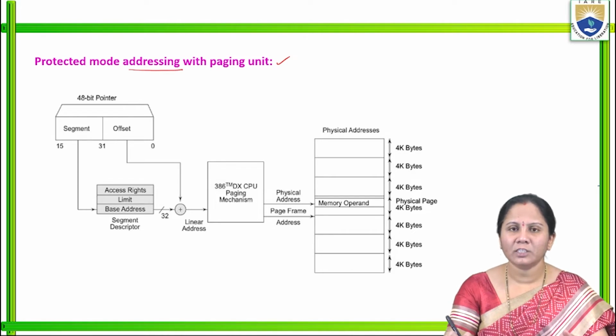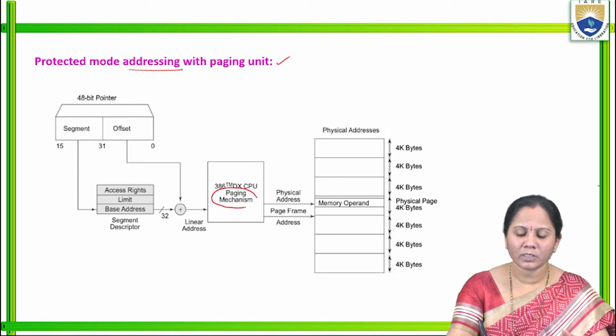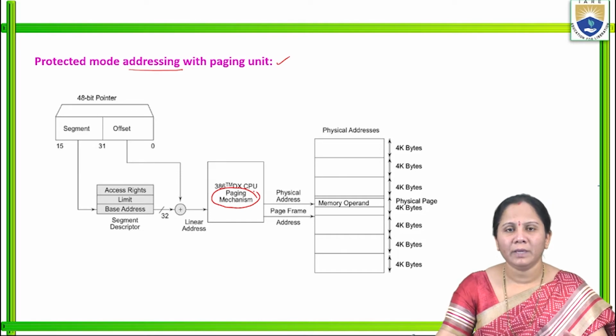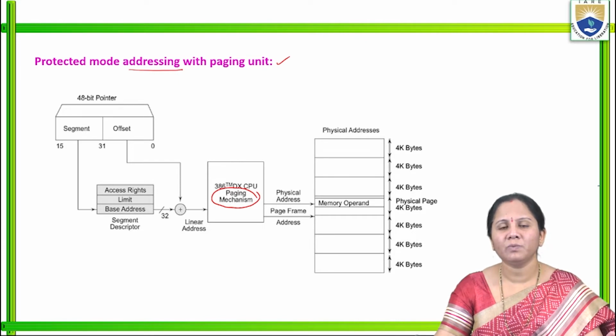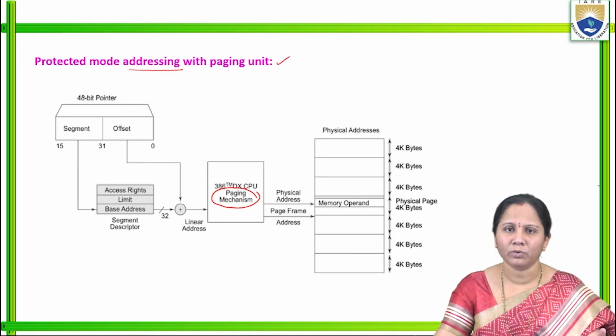So if we consider this figure, here we have an extra block which is called paging unit, and which will help to have the paging mechanism concept. So these are the two ways we can consider in order to calculate the physical address during protected mode.